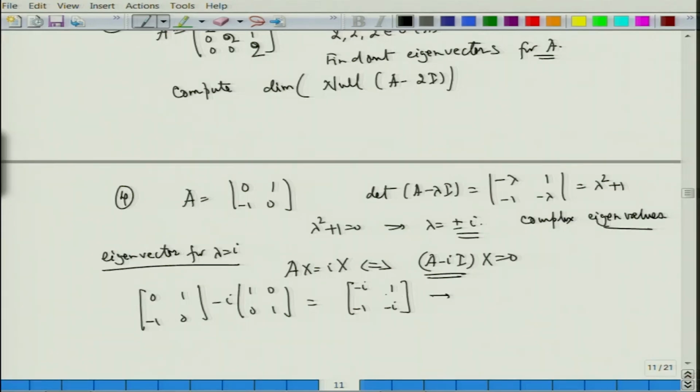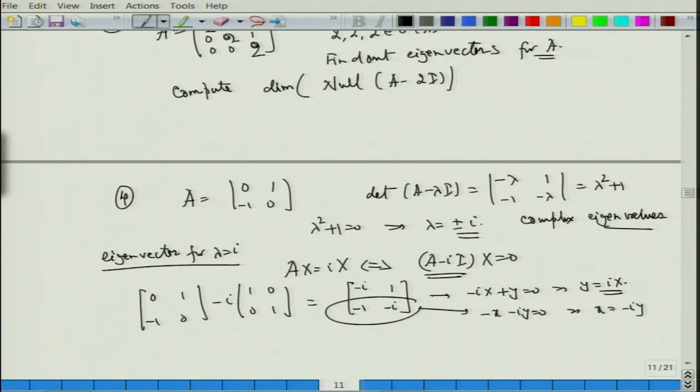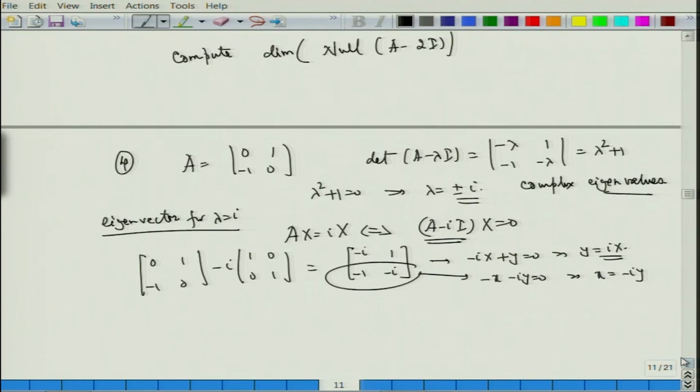I would like you to see that this gives me minus i times x plus y is 0, which implies y is equal to ix. You can also write it in terms of x. I can write this as minus x minus iy is 0, which will imply that x is equal to minus iy. Fine. So whichever way you want, you can do that.